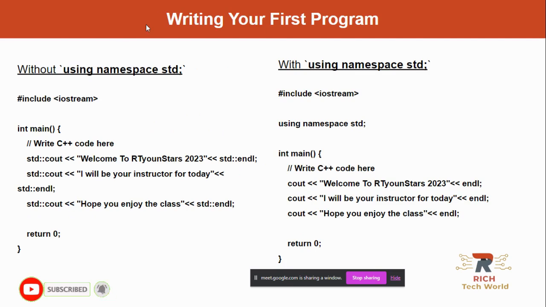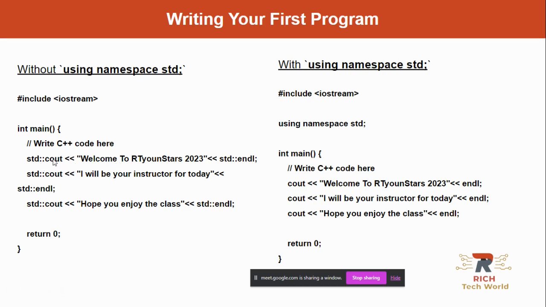So yes, this is a program without using namespace std. You could see here we included the iostream, but we didn't bring in the using namespace std. So what then did we do? Before every statement here, we have to include the word std just to tell it that it's in the standard form.